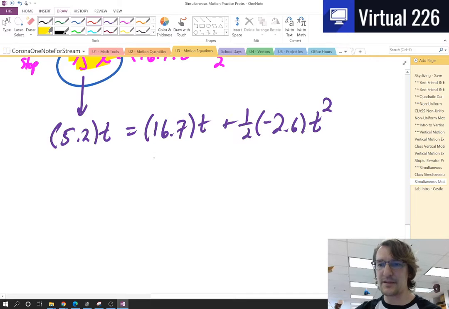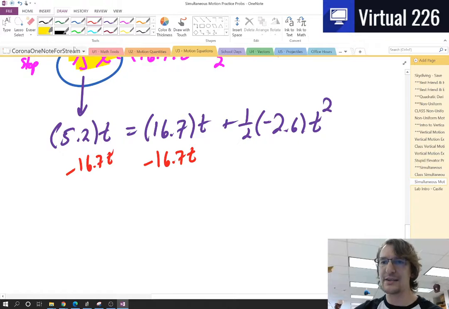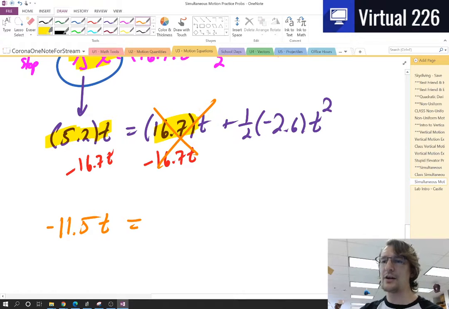I'm going to subtract 16.7t from each side. And I can do that because these t's with the coefficients, these are like terms. So on the left side here, I'm going to get negative 11.5t equals, these have gone away. And then on the right side here, to rewrite this, 1/2 of negative 2.6 is negative 1.3. And that's going to be t squared.